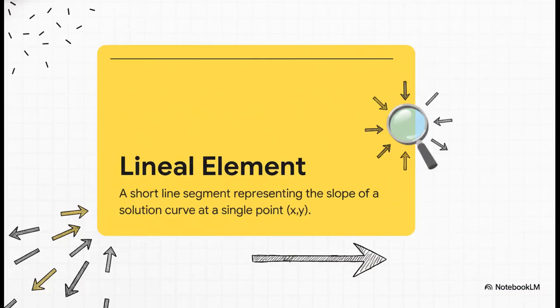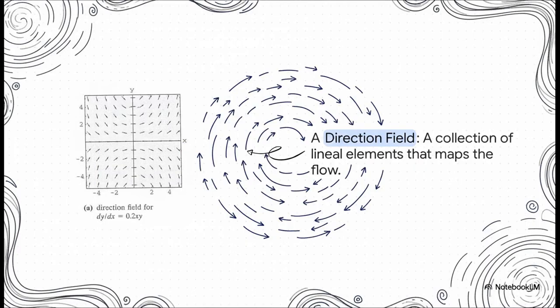So each of those little signposts, well, it has a fancy name, a lineal element. It's just a tiny line segment at a specific point, tilted at the exact slope that our equation gives us. This is the fundamental building block of our map. It's one single arrow showing the way. Okay, so what happens if we just draw thousands of these lineal elements all at once? Bam! You get this. This is a direction field. This is our finished map of the currents.